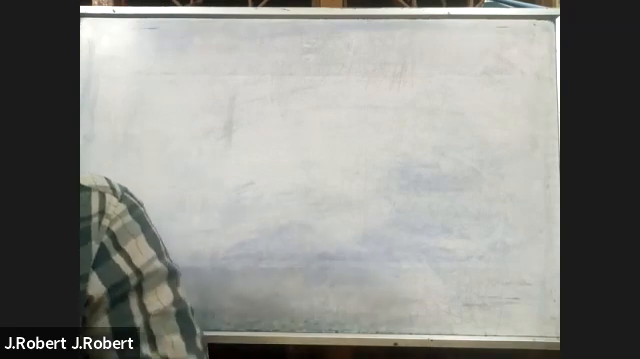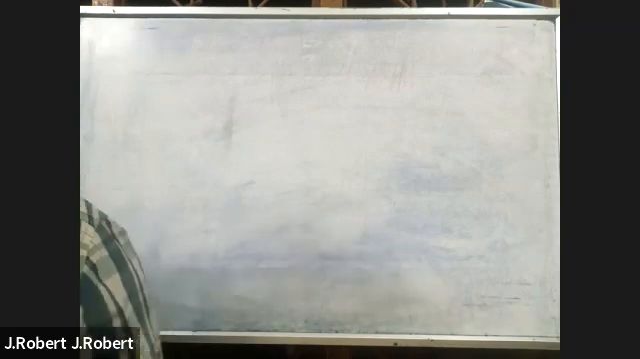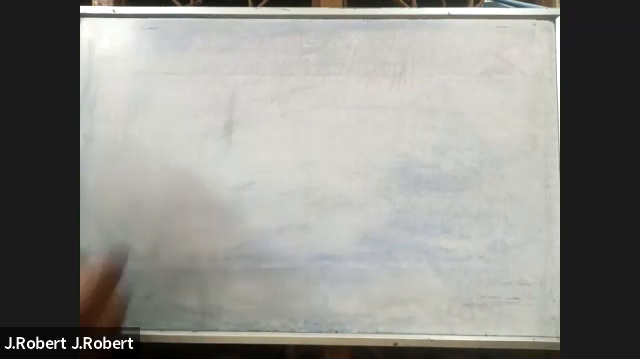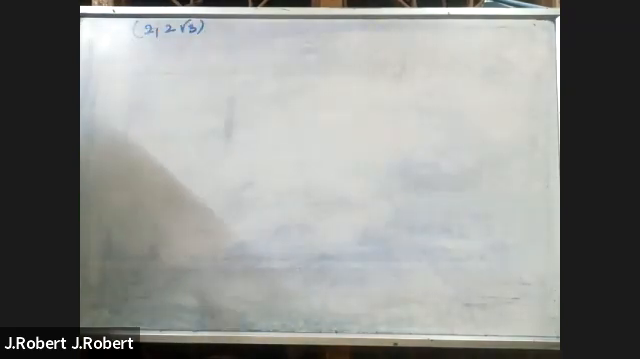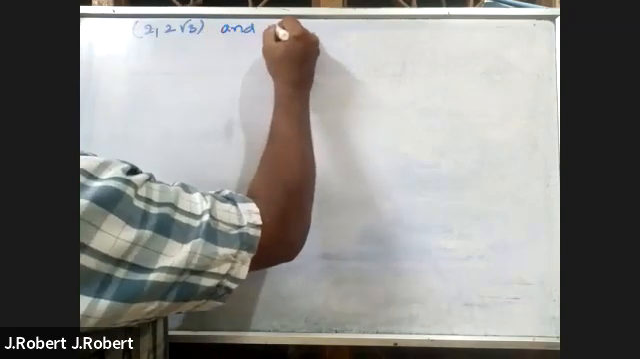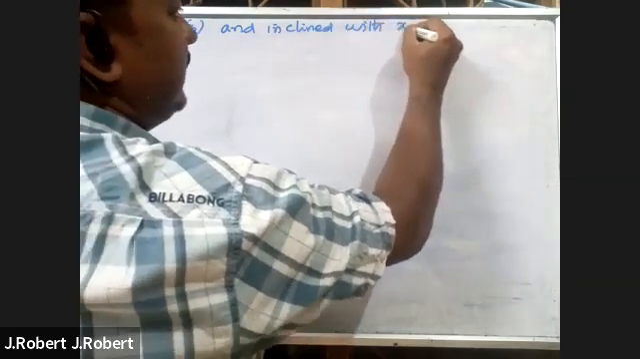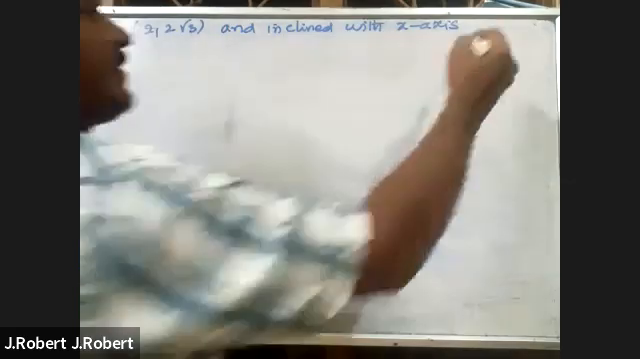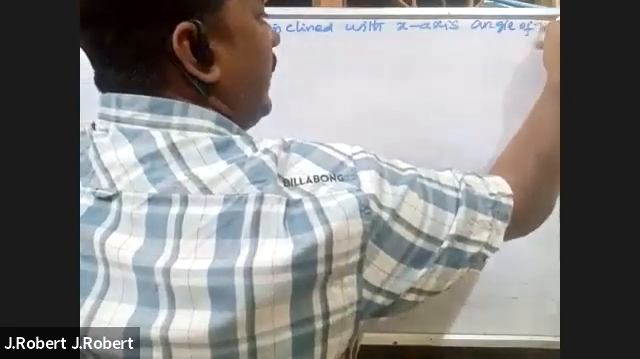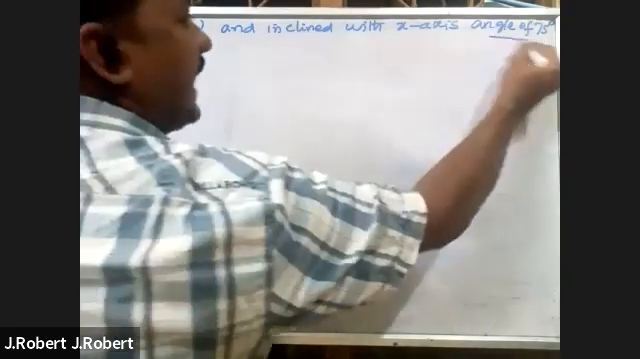Find the equation of a straight line passing through 2, 2 root 3 and inclined with x-axis at an angle of 75 degree. Okay, so here one point is given and the angle.